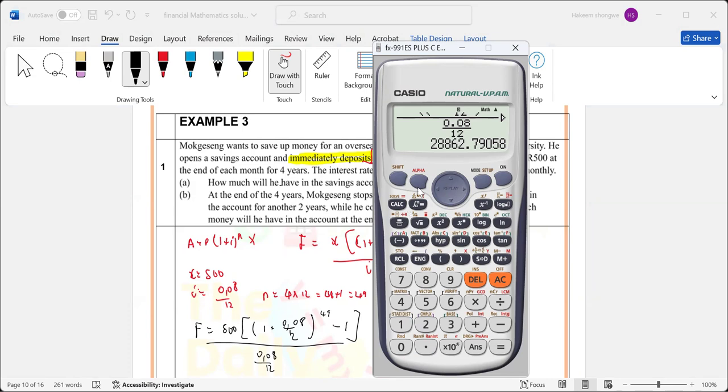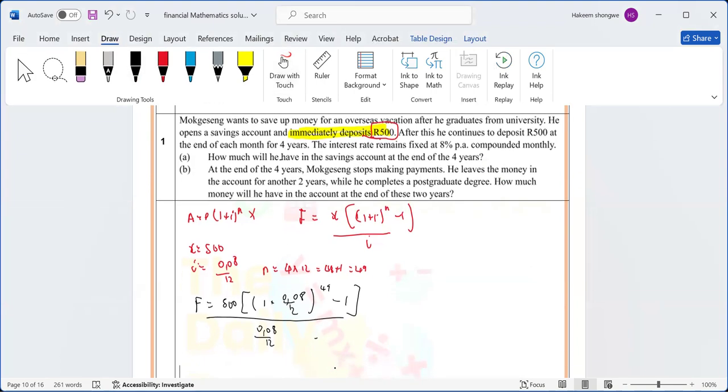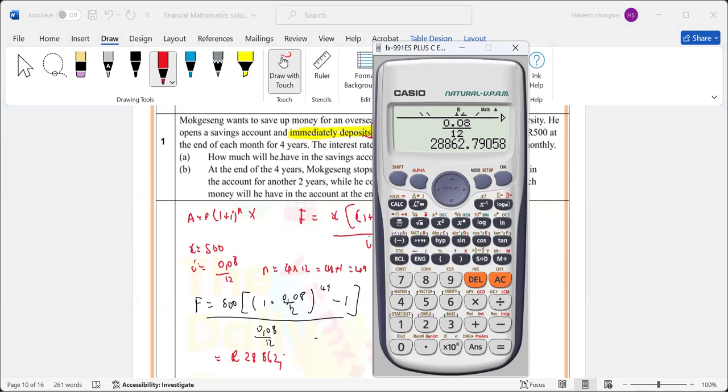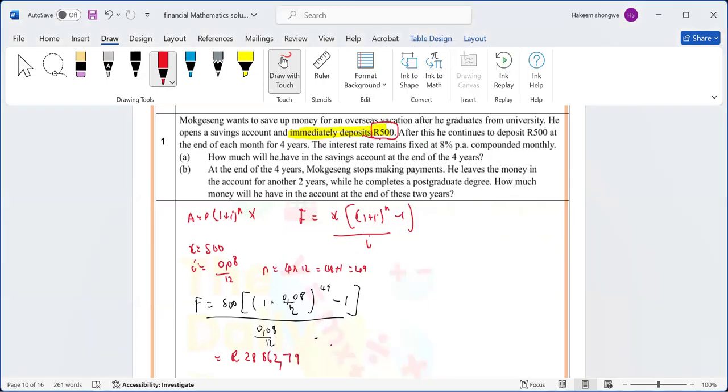It gives us how much? 28,862.79. So this is the money that we're going to have after 4 years. Now look at what they're saying here, Jane. They say at the end of 4 years, Mohsen stops making the payments, but he leaves the money in the account for another 2 years.